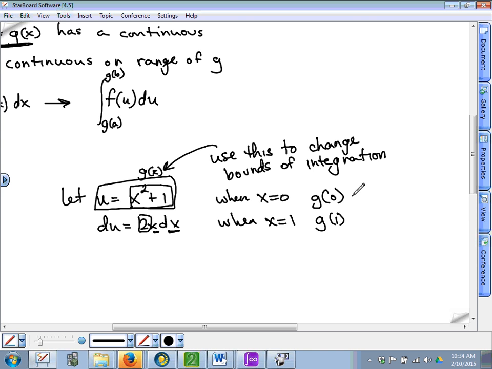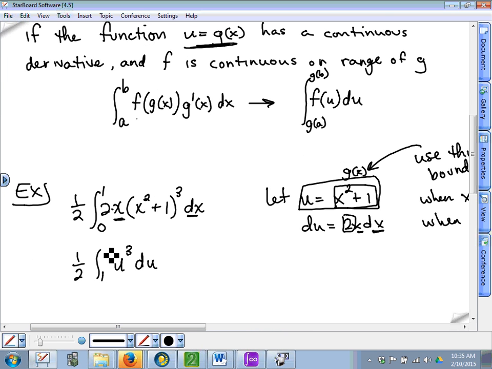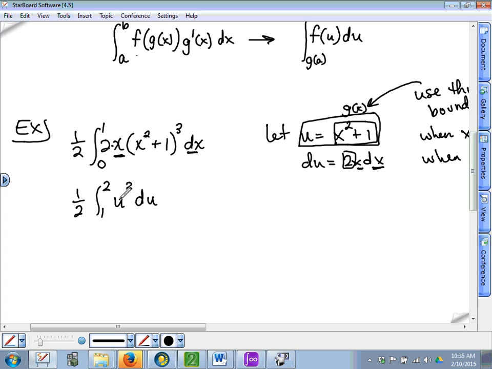So if x is 0, that just becomes 0 squared plus 1, which is 1. Then we have 1 squared plus 1, which is 2. So those are our new bounds of integration, from 1 to 2. And then we got to use our fundamental theorem of calculus. Okay. So what's the antiderivative of u to the third?